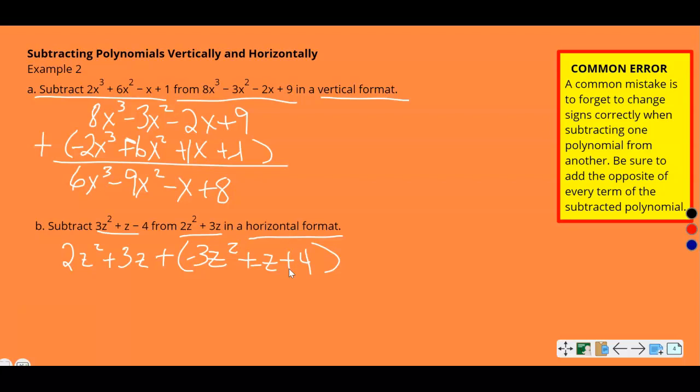Then I can rearrange these like before. I can put my z squareds first. 2z squared minus 3z squared. And then I've got plus 3z minus 1z. There's no constant term, and then plus 4. So these are together. So I've got -1z squared. I've got plus 2z plus 4.